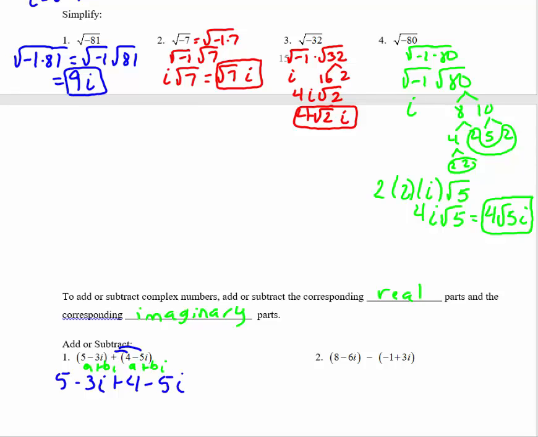If we distribute a plus sign, we still get plus 4 minus 5i. Then we'll combine the real parts and the imaginary parts. So 5 plus 4 gives me 9, and I have a negative 3i minus 5i, which is a negative 8i. So my answer is 9 minus 8i.